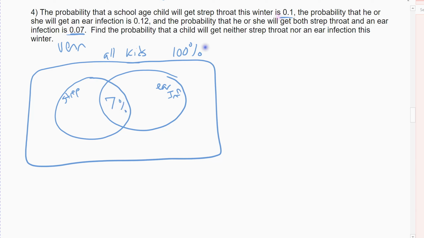There's a 10% chance they get strep, so this circle should represent 10% of the school-aged children. I've already counted 7% of them, so that leaves 3 that will only get strep. Then 12% will get ear infections. Well, we've already counted 7% of those who also got strep, which leaves 12 minus 7, so 5% over here who only get ear infections. Right, this is actually the area I want to find. That's the probability a child will get neither one of those infections. And so it's the outside area I'm looking for. Well, I add those up, so I'll take my 3 and 7, which is 10, plus 5 is 15. And so that means 85% of school-aged children don't get either one of those.